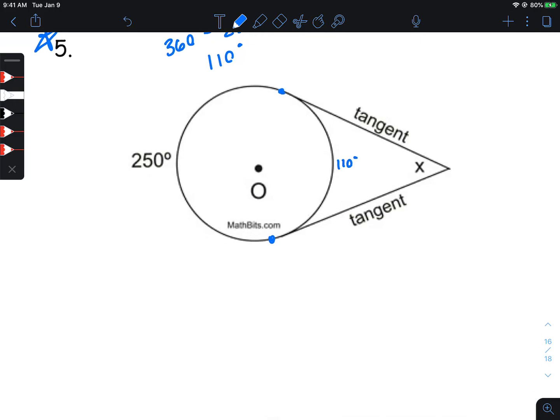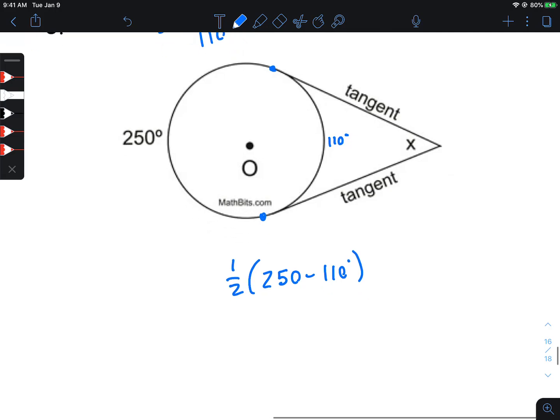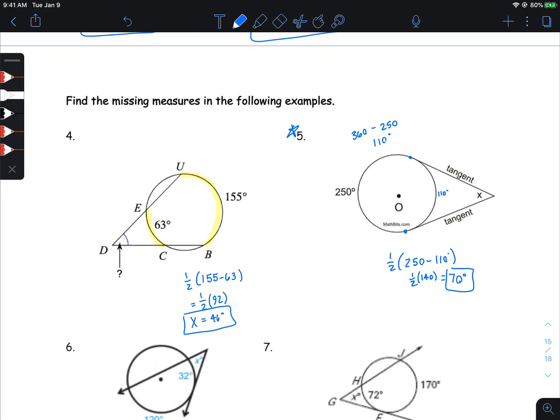And then now we'll go big arc minus small arc, like the last one we did. It's just now we're dealing with 2 tangent lines. So take those, and then you'll multiply by a half. I think that should be 140, and then half of 140 should be 70 degrees. And that'll be it there.